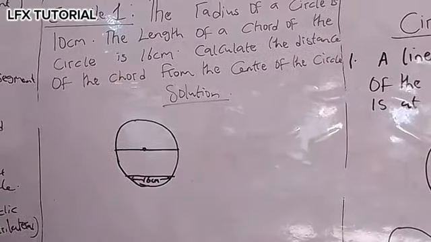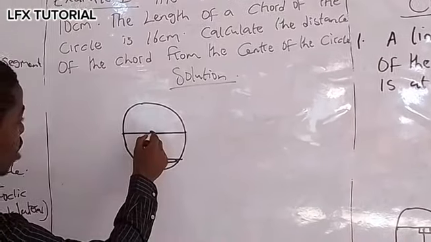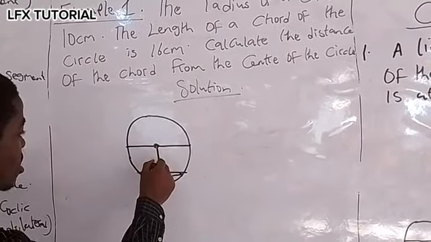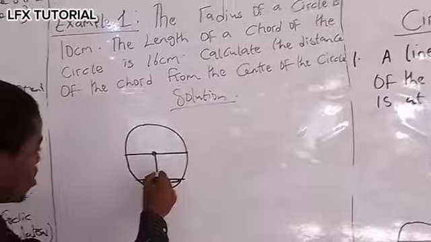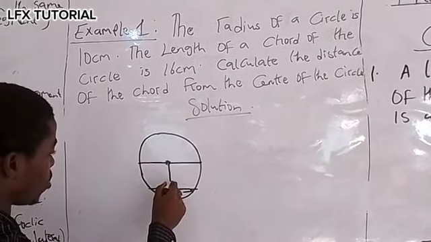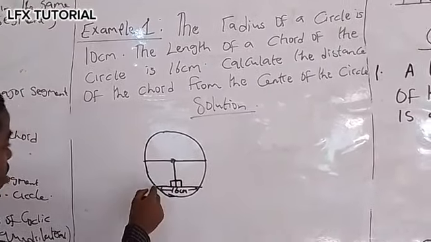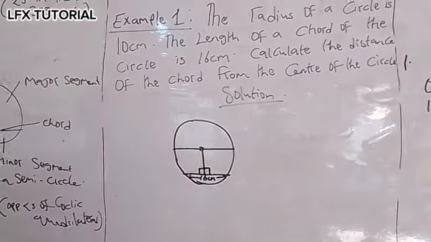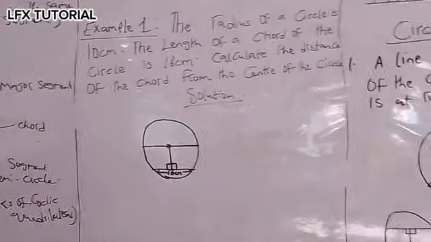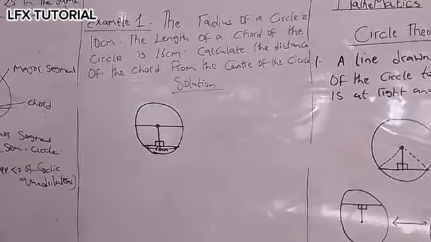Don't forget that we said any line that comes from the center of the circle to bisect a chord is at right angle. So from here to here is 90 degrees. From here to here is what? 90 degrees. And then from here to here is what? 16 centimeters. And then the radius of the circle is 10 centimeters.